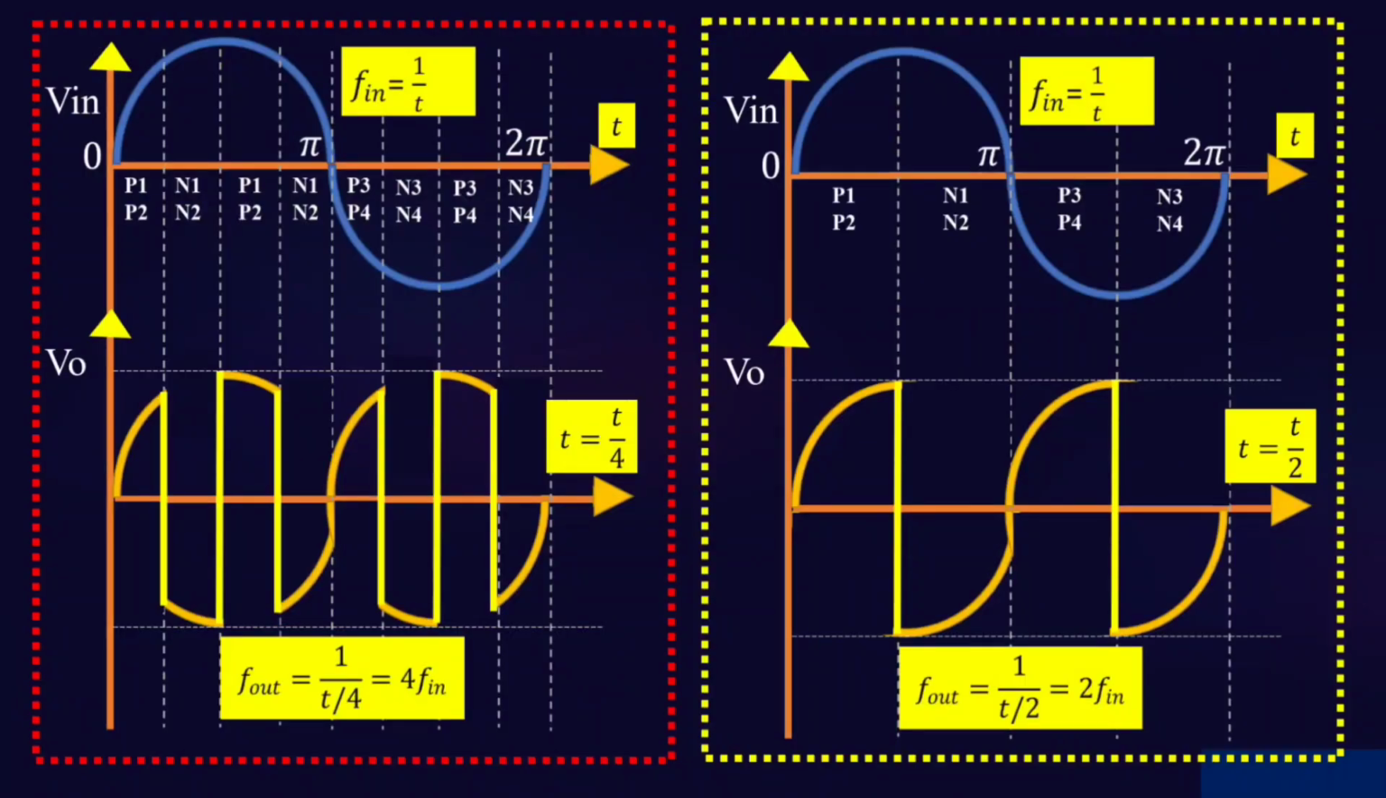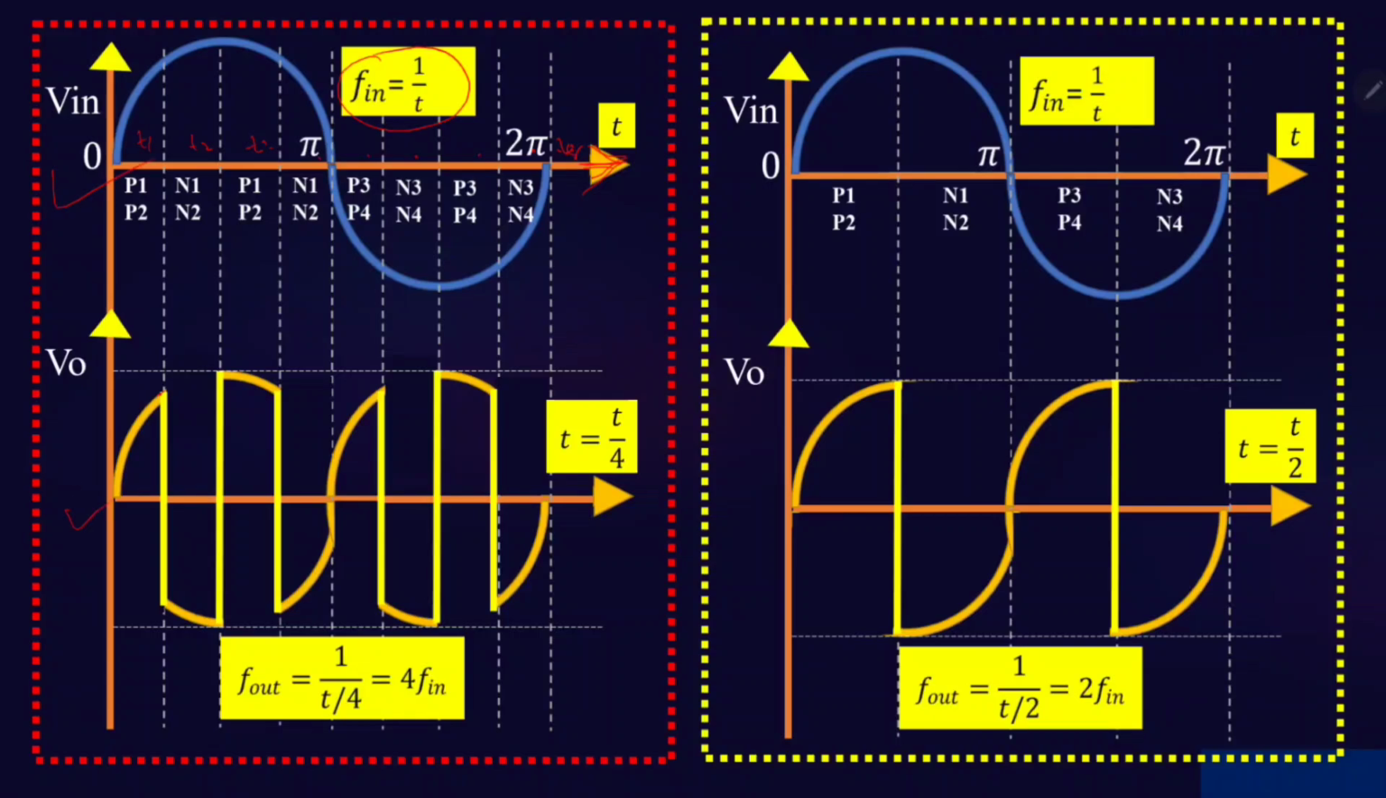Now we'll see the waveform, how we are stepping up the frequency by using this cycloconverter. This is the time period, and we know that Fin is equal to 1 by T. Here we have divided this time period into small t1, t2, t3, t4, t5, t6, t7, t8 like this. Now in this time period we'll trigger. This is the input waveform and this is the output waveform.